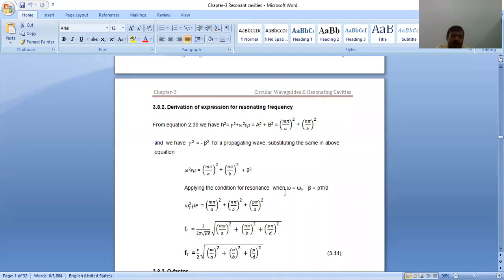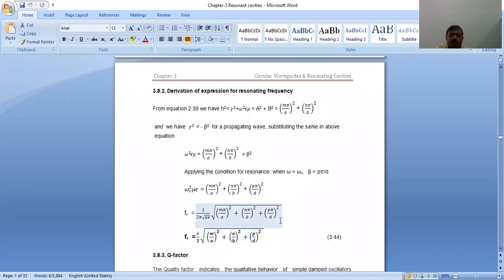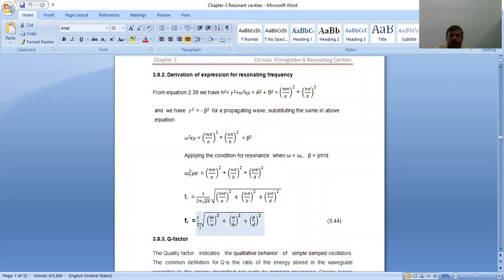Here there is no cutoff frequency. We have the resonant frequency, just like an oscillator type. The resonant frequency omega is equal to omega r. Here a is m pi by a and b is n pi by b, and beta is equal to p pi by d, which I am substituting here. Now the resonant frequency Fr is equal to c by 2 root of (m pi by a) whole square plus (n pi by b) whole square plus (p pi by d) whole square.